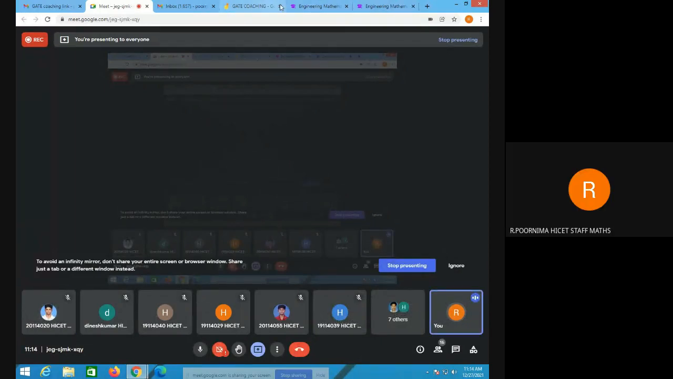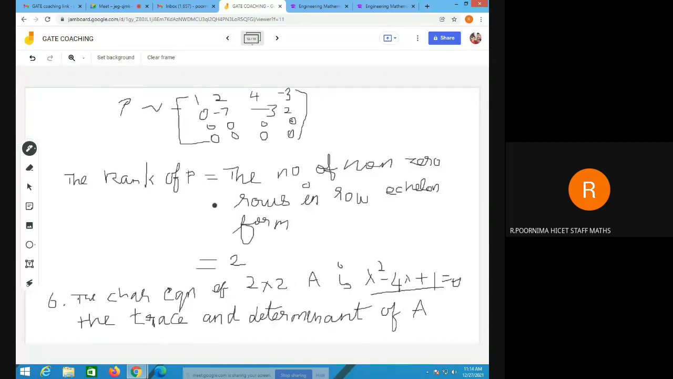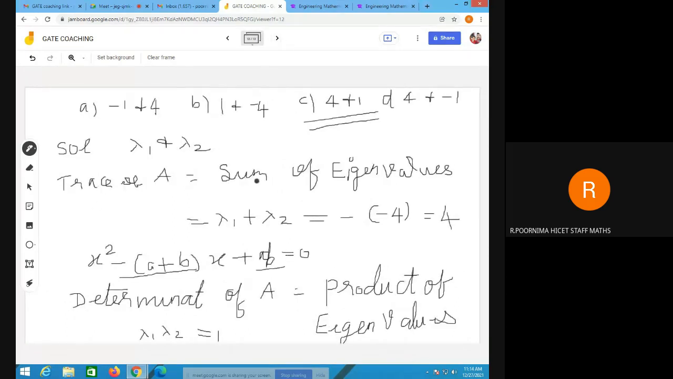So we completed that problem, right? That's the trace and determinant problem. The characteristic equation of a 2 by 2 matrix is given, and they asked to find the trace and determinant. We just use the formula. Trace means the sum of the eigenvalues. Determinant of A means the product of eigenvalues.